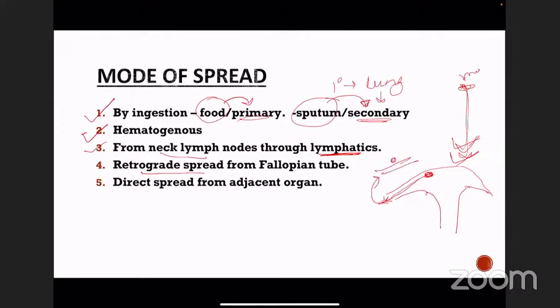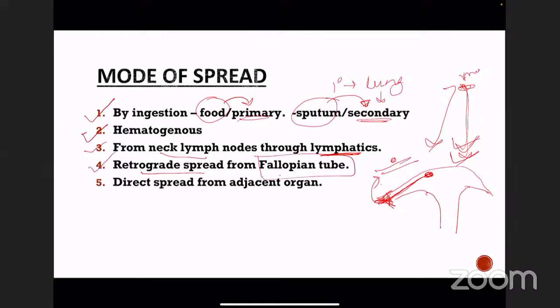Anywhere, if this tuberculosis infection goes retrogradely to the abdominal content, not antegrade from the mouth, it is coming from downwards. So it is called a retrograde infection, a retrograde spread from the fallopian tube. So there can be a retrograde spread, right? So that is the fourth route.